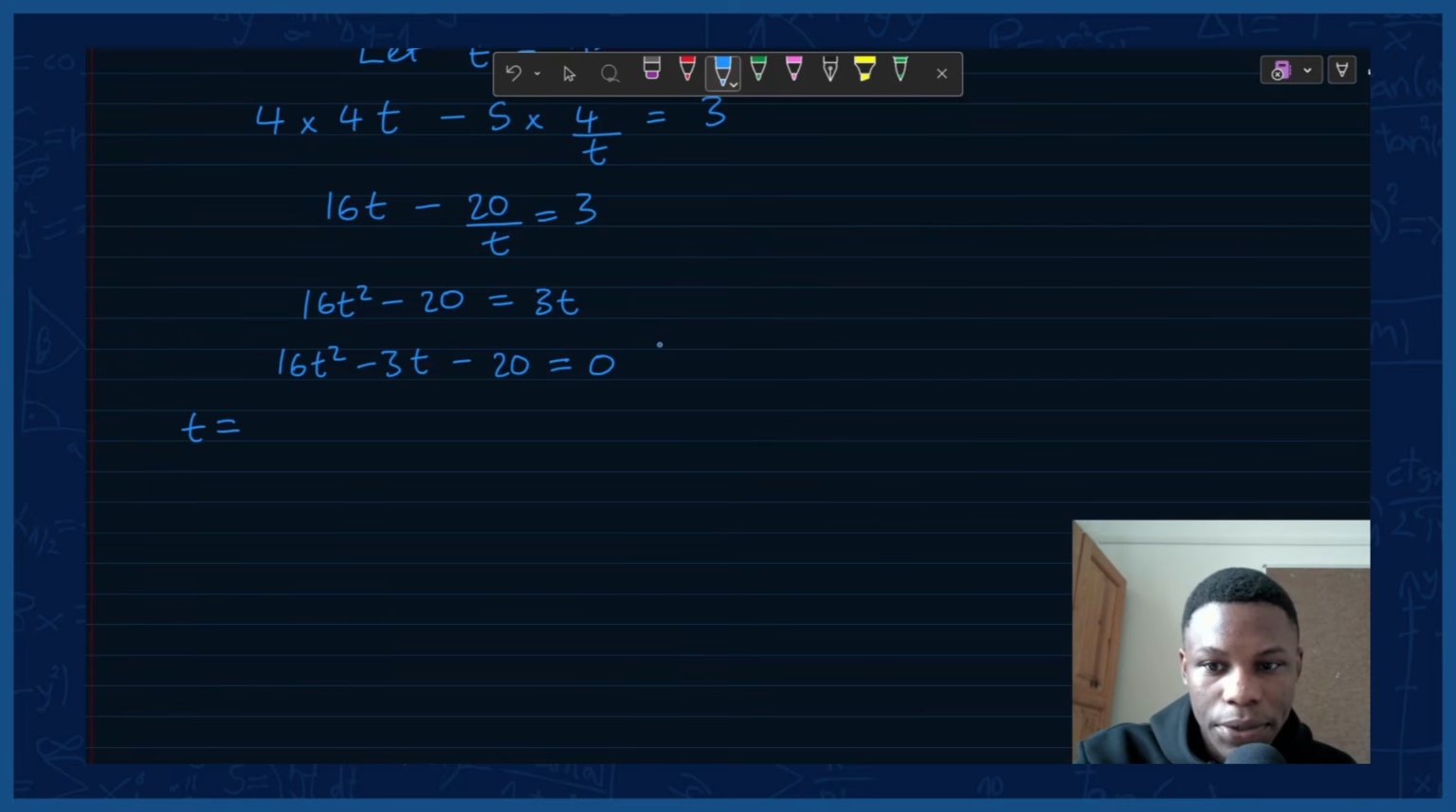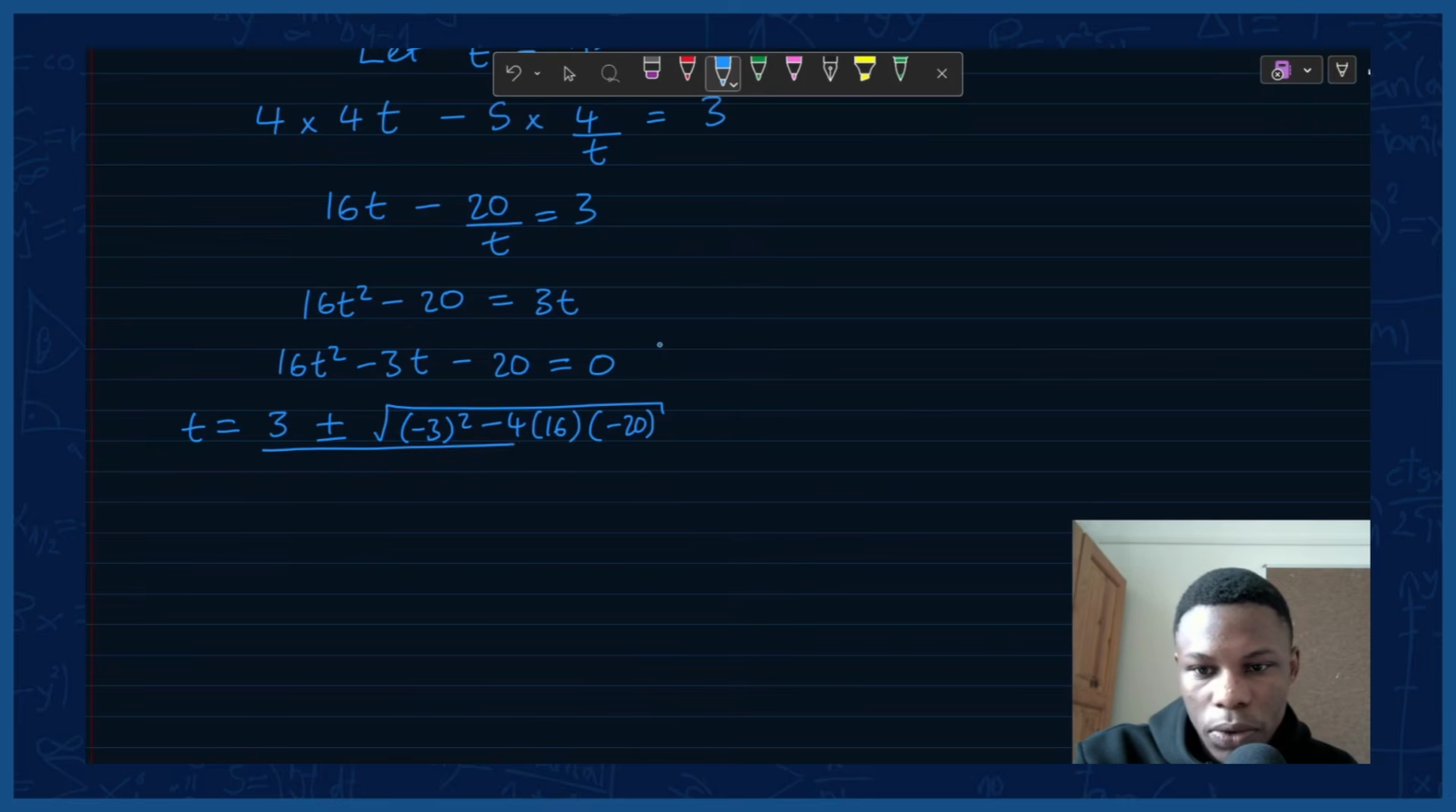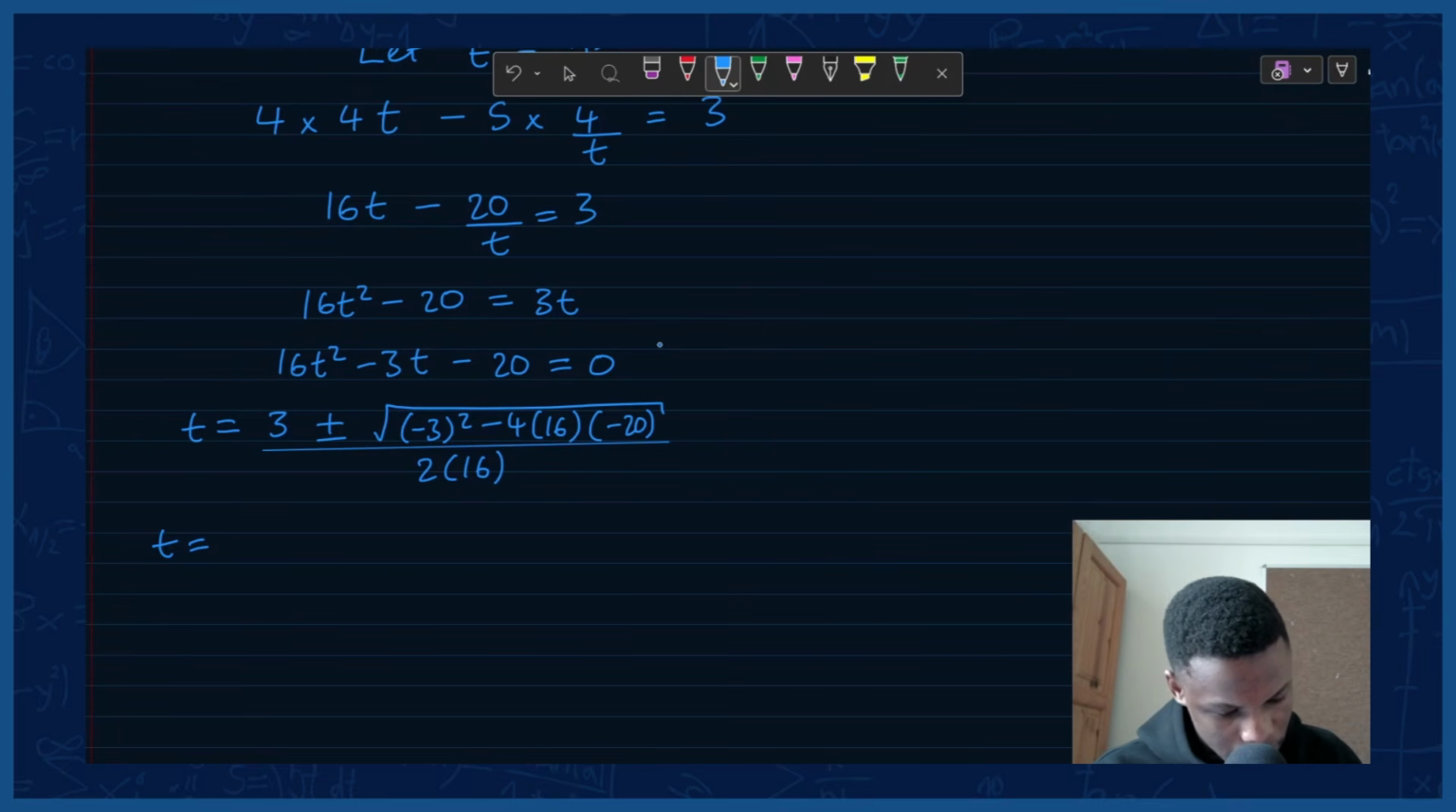So t is equal to minus b. b is minus 3, so this becomes positive 3, plus or minus the square root of your b squared, so minus 3 squared, minus 4 times a being 16 and c being negative 20, all divided by 2 times a, so 2 times 16. And then let's punch that into the calculator. This is 3 minus root 3 squared minus 4 times 16 times minus 20, over 2 times 16.